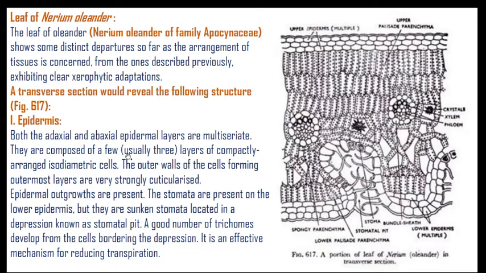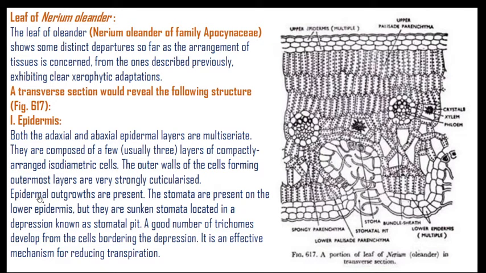They are usually composed of 3 layers which are compactly arranged, and the cells are isodiametric, meaning each and every cell has the same dimensions. Iso means same. The outer walls of the cells forming the outermost layer are very strongly cuticularized. This first layer of epidermis is completely covered with a thick cuticle, and that's why it is strongly cuticularized, which is the characteristic of a xerophytic leaf.